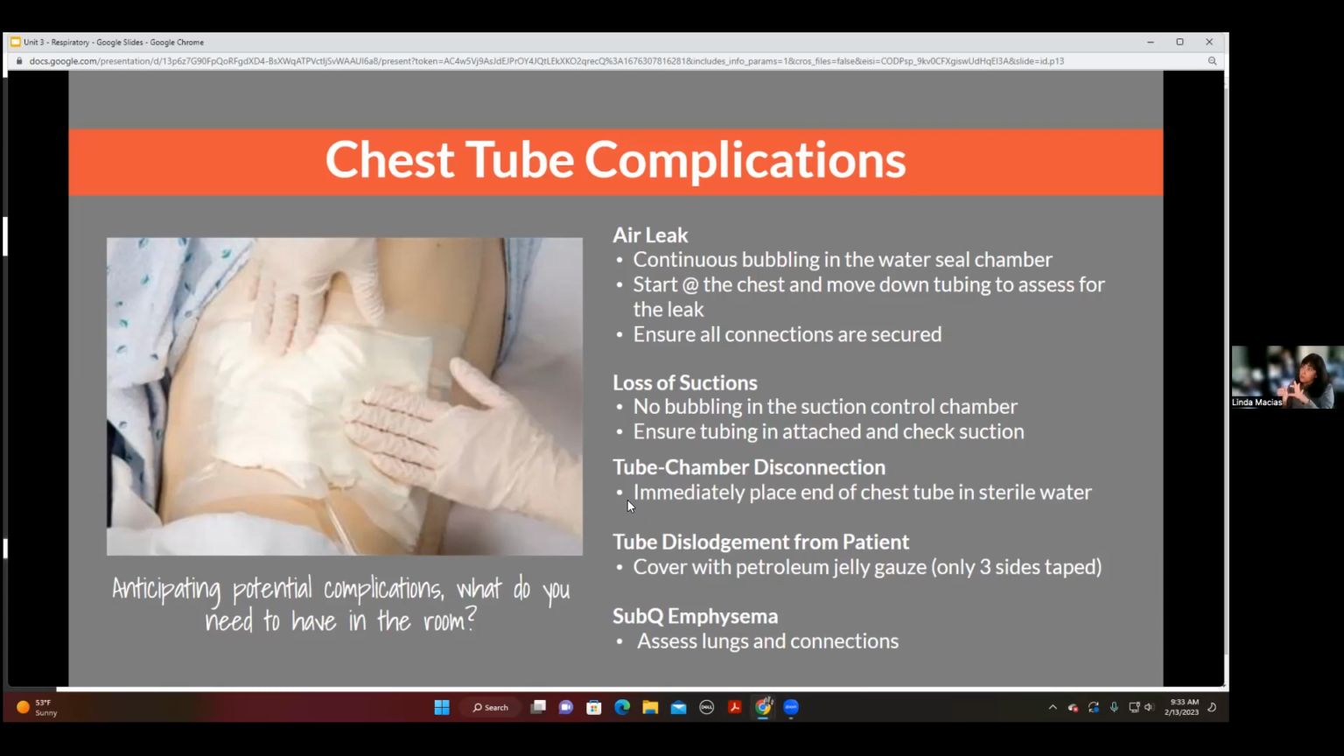The 3-sided is important to remember, because you don't want to completely cover it and occlude that spot. So it's always going to be the 3-sided tape, important to remember. And then you're assessing for subcutaneous emphysema, because if there's an air leak that's coming from the lung, not into the chest tube and getting into the actual tissue of the patient, then there's a problem. And you'll hear that Rice Krispie problem. It happens in lung surgeries often.